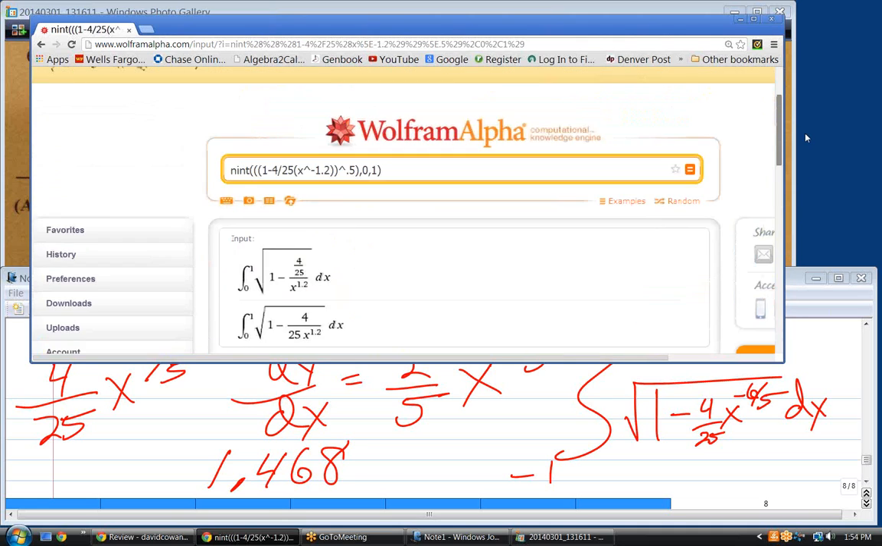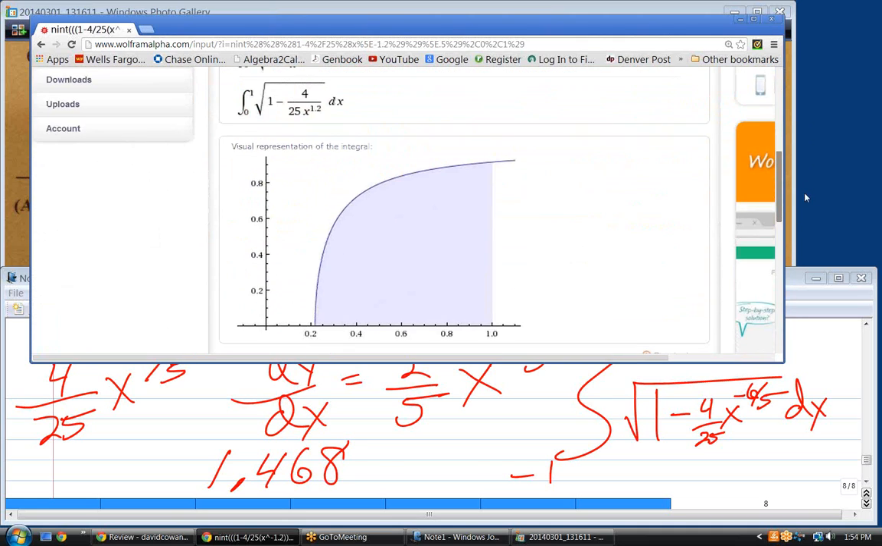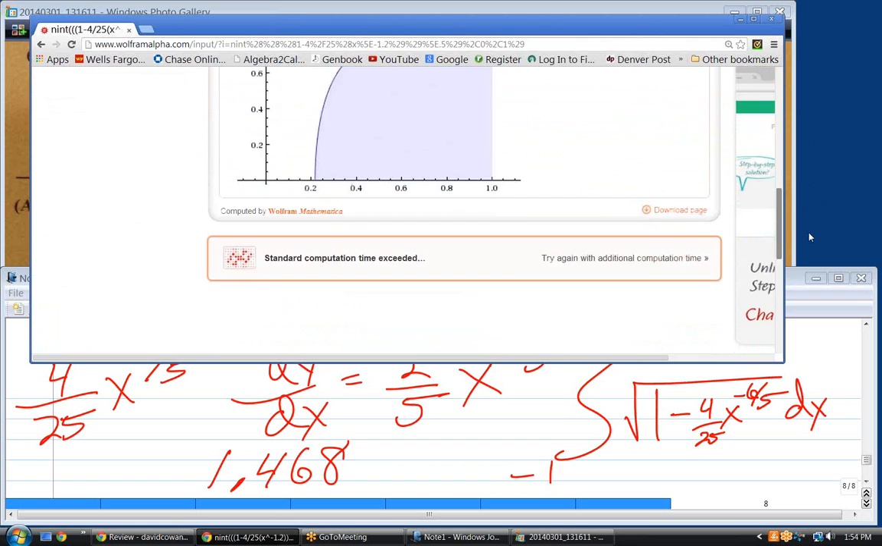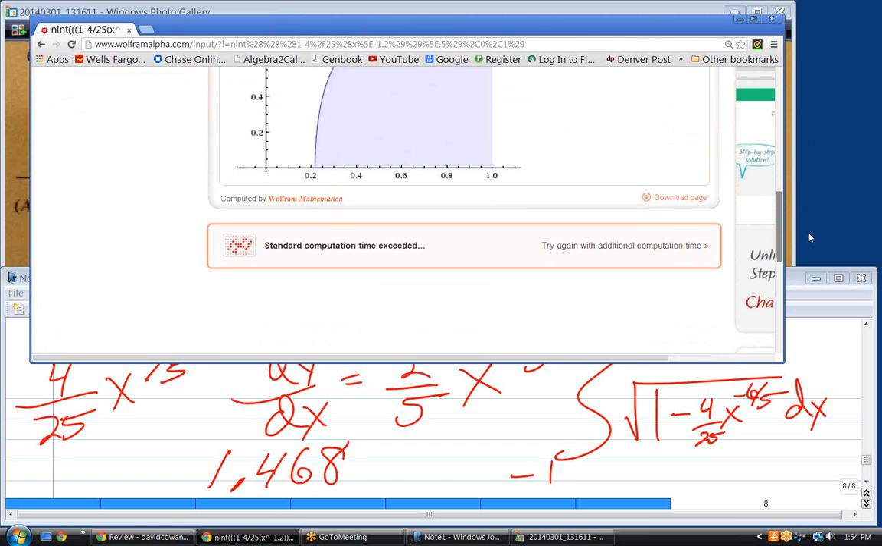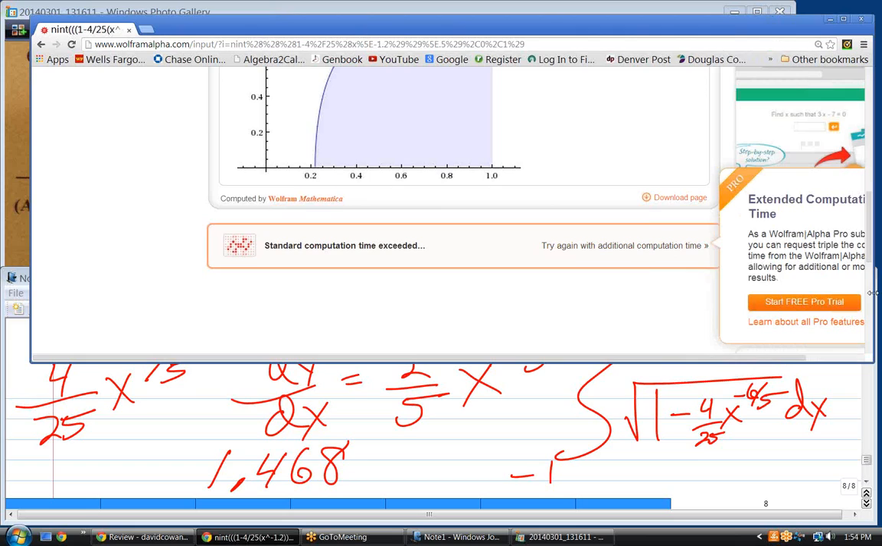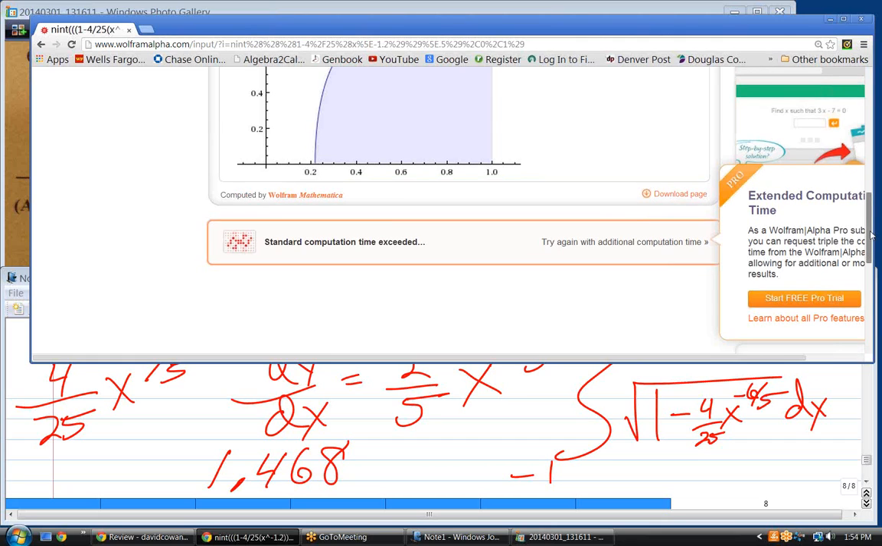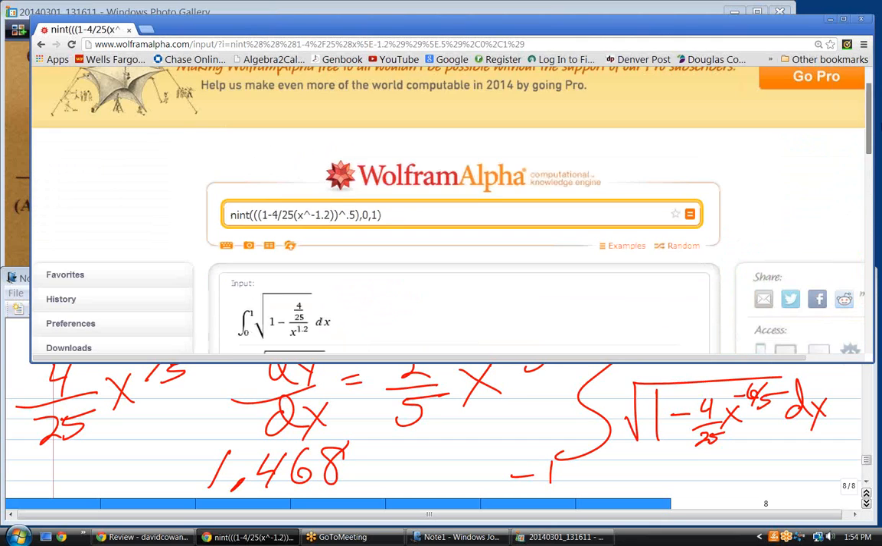Well, I tell you what. With the free Wolfram, you don't get much time. Try again with additional computation time. Oh, you got to pay. What? Start free pro trial. Wow. Can you do that on your calculator? Or can you figure out whether you got it put in right or not?